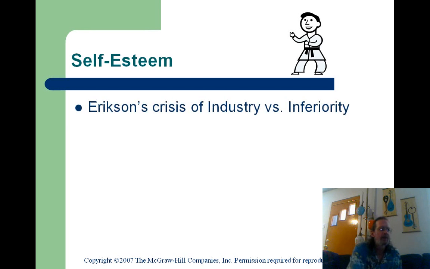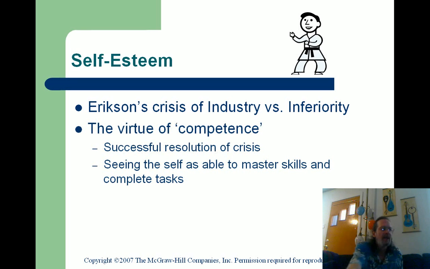Self-esteem is still very important. We're here and dealing with Erikson's fourth stage and fourth crisis, which is industry versus inferiority. What they're trying to do is, well, the virtue is competence, and this is the ability to master skills and complete tasks. Erikson said that with successful resolution of the crisis, they learn to be independent and feel that they are able to do what they need to do to get by.